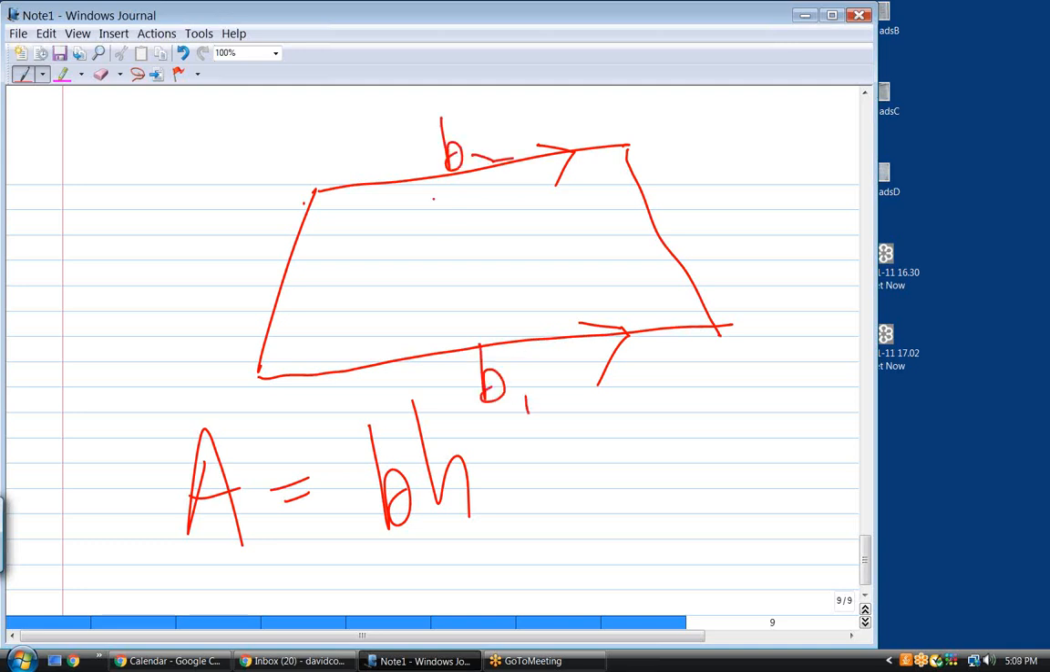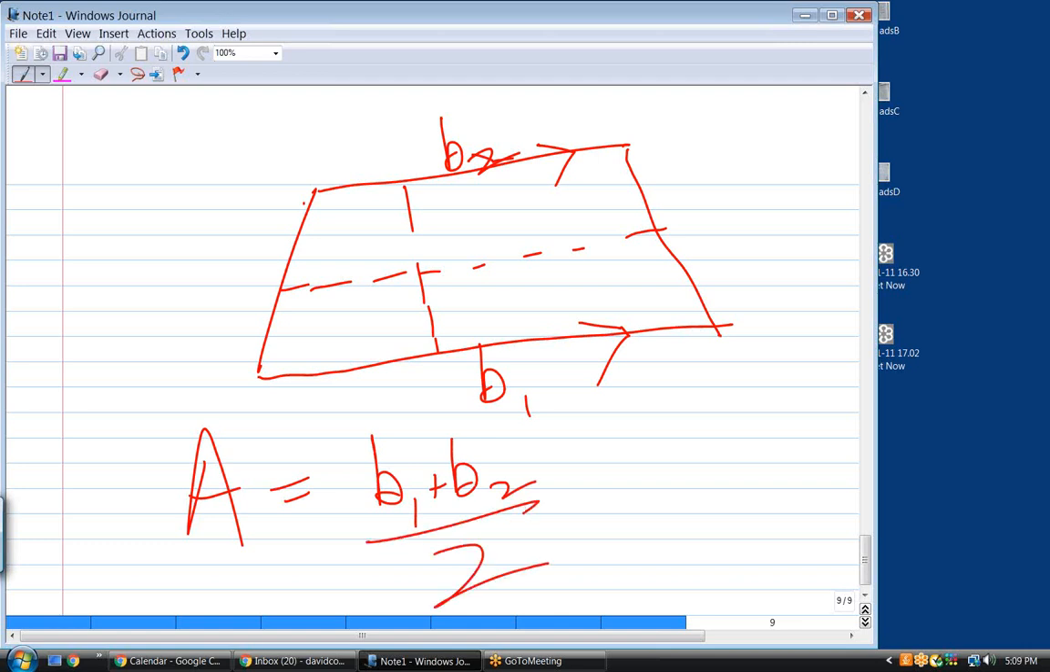That's base 2. So would it be area is equal to base squared times height squared? Well, not quite. No, not squared, but it's the average base times height. What's the average base? When you get an average, you take 1, you add the other, and you divide by 2. That's the average base times the height.